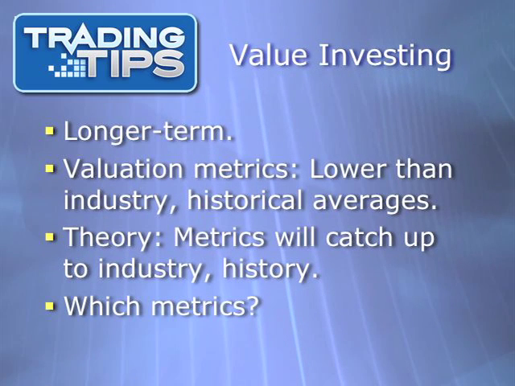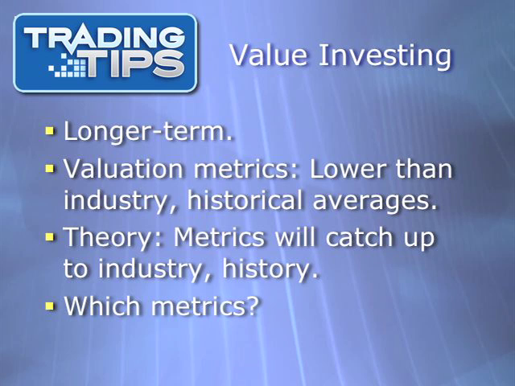First, let's take another look at value investing. Value investing is normally for a longer term than other kinds of investing and trading. Value investors are typically looking for stocks that have valuation metrics that are lower than the industry averages and/or the stock's own historical averages. The theory is that these metrics will catch up to those of the industry or the stock's own historical values in time. For instance, a stock trading with a PE of 12, while the industry average is 18, and its own historical average is also 18, should, in theory, have a PE of 18. In order for the stock to go from a PE of 12 to 18, it could gain 50%.